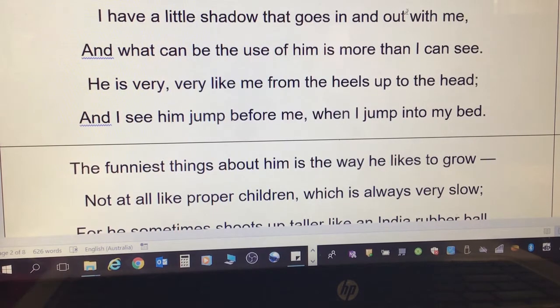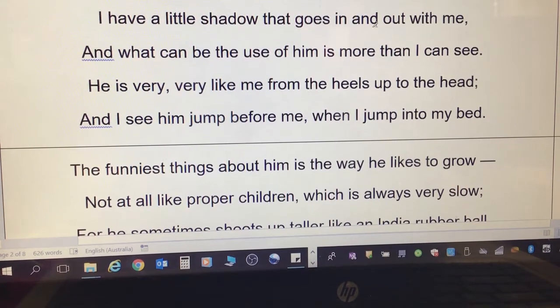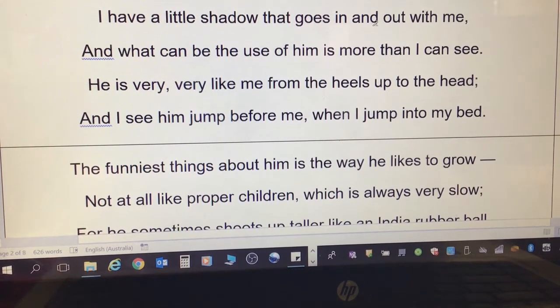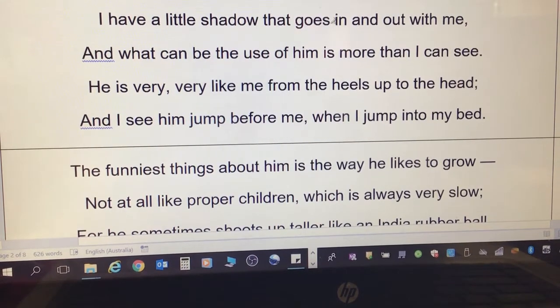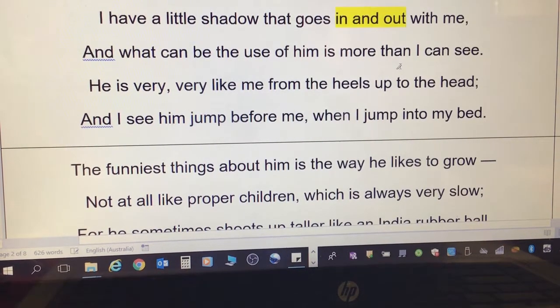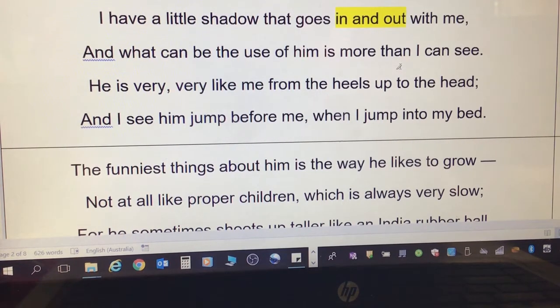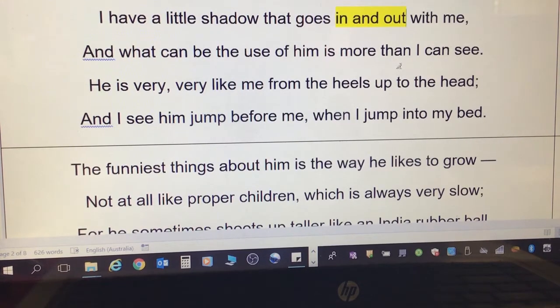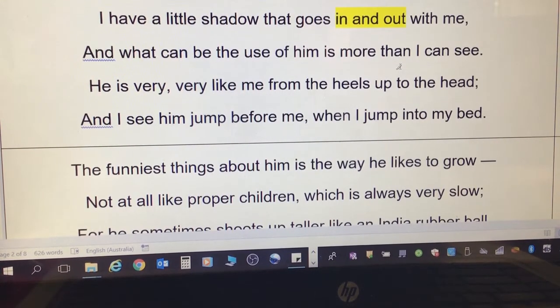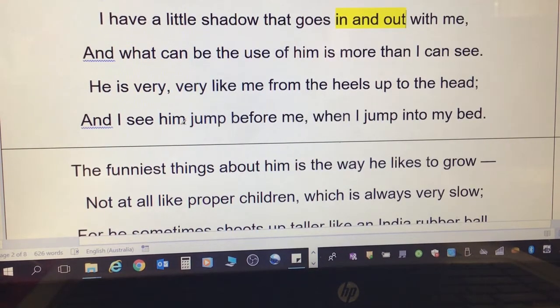Let's have a look at our poem, and let's see if we can find some action words in our poem. In the first line, "I have a little shadow that goes in and out with me," maybe we can use those, in and out. "And what can be the use of him is more than I can see. He's very, very like me from the heels up to my head, and I see him jump before me when I jump into my bed." Did you find another action word? I found the word jump. So maybe we can use that in our dance.